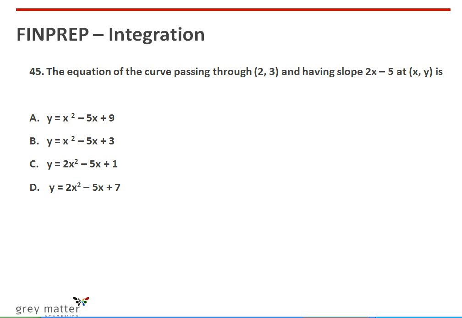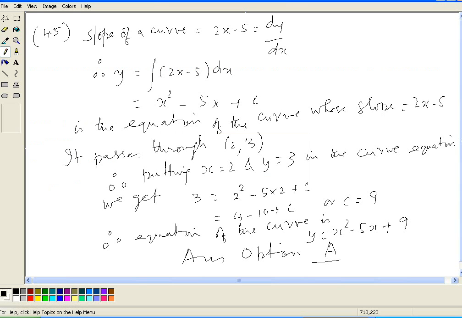45th question, the equation of the curve passing through (2, 3) and having slope 2x minus 5 at (x, y) is... I'm going to our worksheet. The slope of the curve is given to be 2x minus 5, which is nothing but dy by dx. Therefore y will be equal to the integral of 2x minus 5 dx, which is x squared minus 5x plus c. Now this is the equation of the curve whose slope is 2x minus 5. The curve passes through (2, 3).